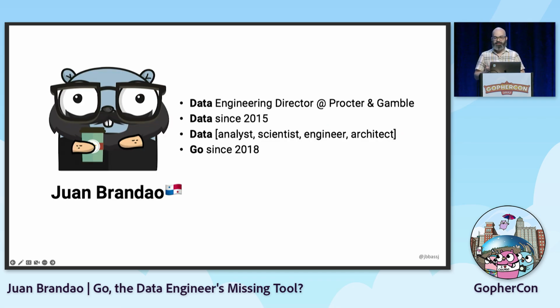My name is Juan Brandao. I'm from Panama. I'm a data engineering director at Procter & Gamble. I've spent my career moving data around. I've had any imaginable data role, and today I find passion bringing best practices from domains like software engineering into the data community.